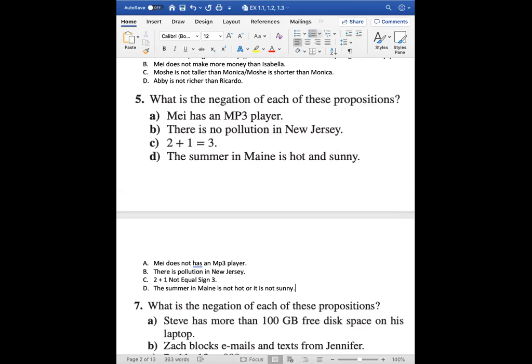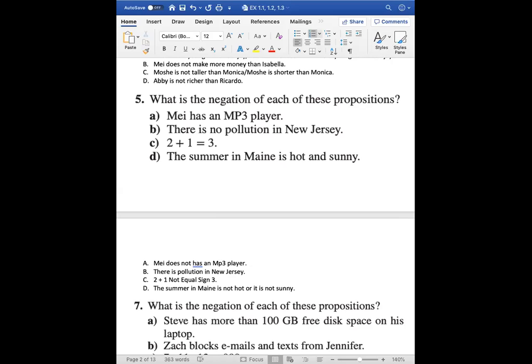Any questions? Yeah, I have a quick question. Could you say the summer in Maine is not hot and is not sunny? No, we cannot say that, because here we are basically taking the negation of the whole thing.